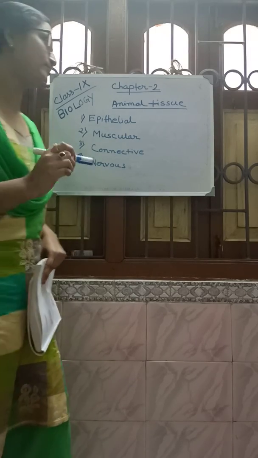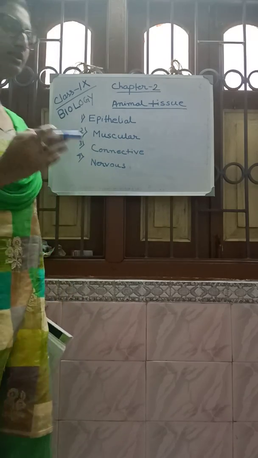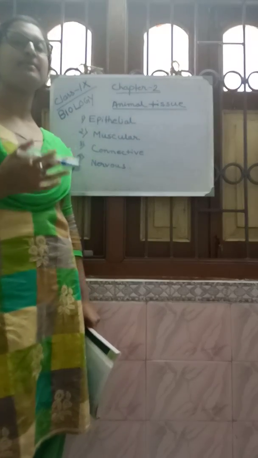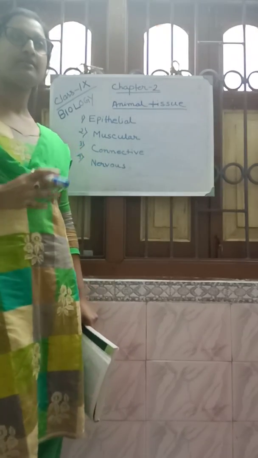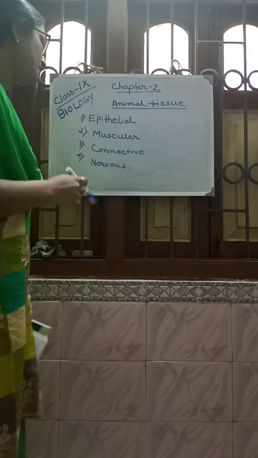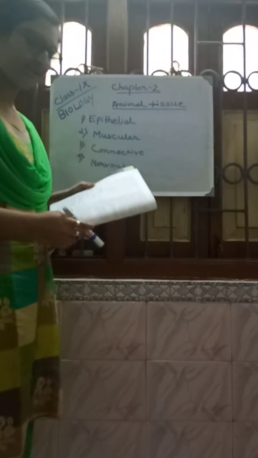Structure is most important, that means the diagram of every tissue. In class 9, diagram-based questions will come. Most of the questions will be diagram based. Okay, the diagram also we have to know. First we will discuss the epithelial tissue.